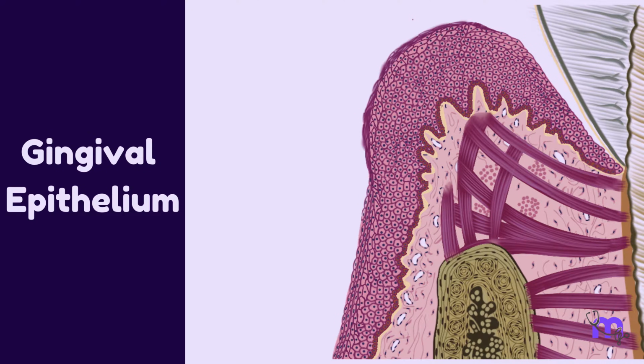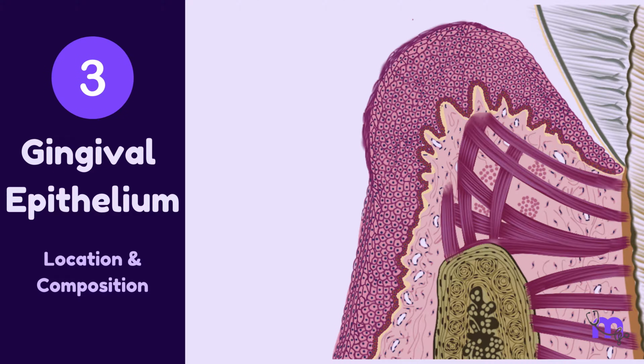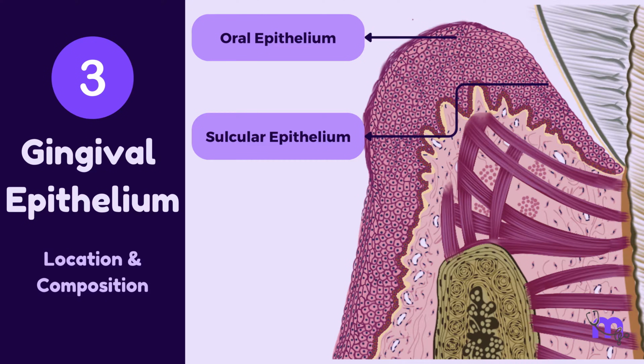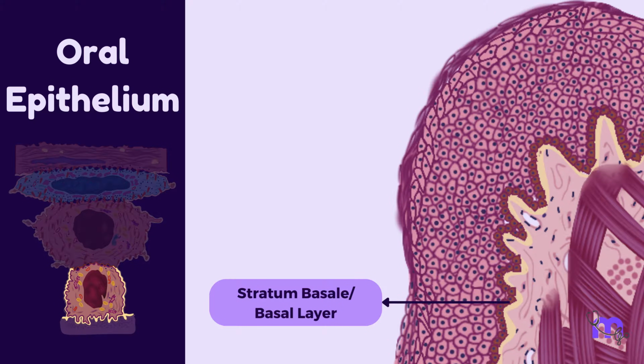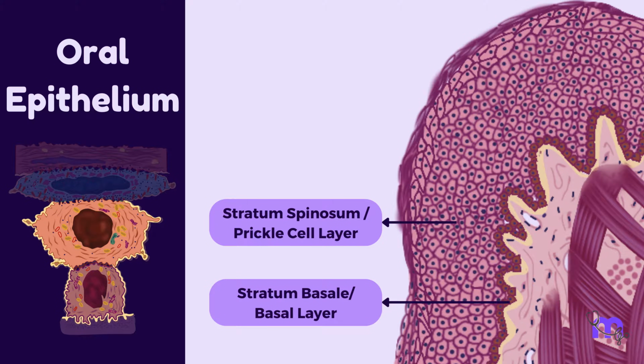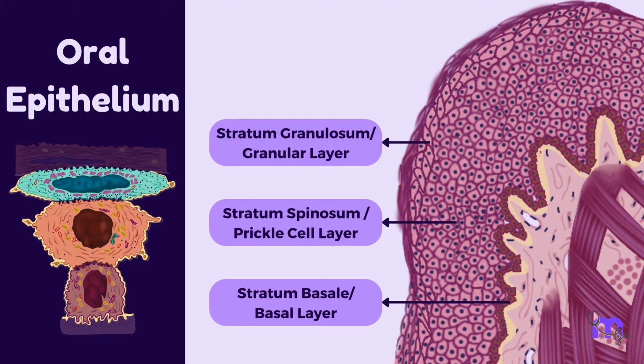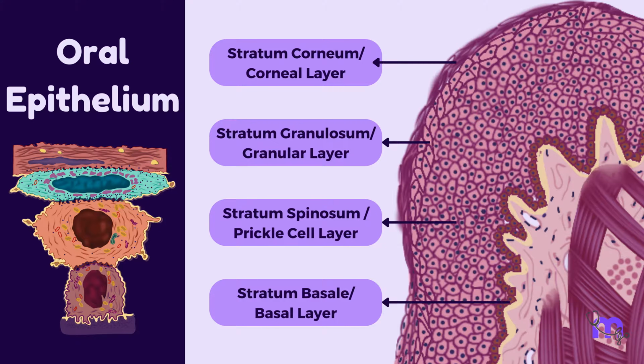The gingival epithelium can be loosely categorized into at least 3 different types based on their location and composition: the oral epithelium, the sulcular epithelium, and the junctional epithelium. Let's take a closer look at the oral epithelium. It consists of 4 layers: stratum basale, or the basal layer; stratum spinosum, or the prickle cell layer; stratum granulosum, or the granular layer; and stratum corneum, or the corneal layer.